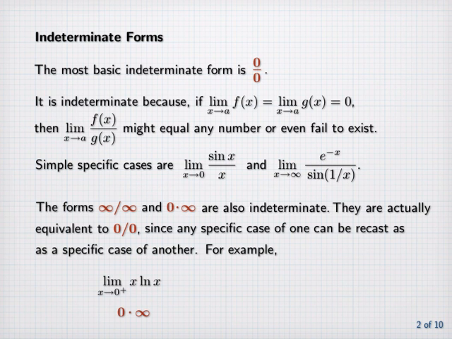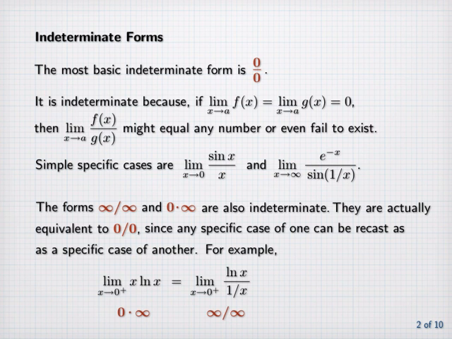By rewriting x as 1 over 1 over x, we can rewrite this as the limit as x approaches 0 from the right of the natural log of x divided by 1 over x. Now the numerator and denominator here both approach infinity, and so this is an infinity divided by infinity limit.